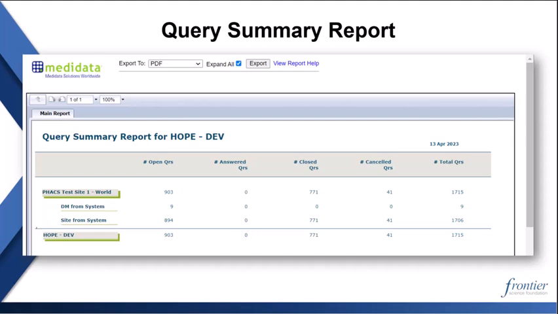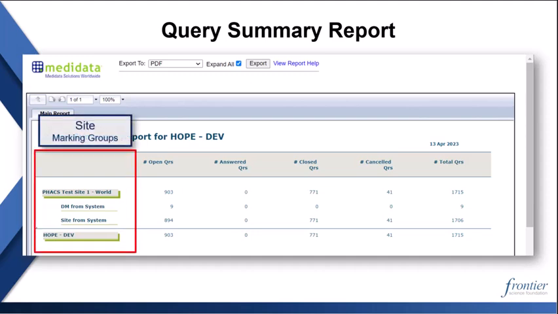Here we see the query summary report. The left-hand column in this table shows the site that the report was generated for, Facts Test Site 1. Under this heading, the table lists the marking groups that will be included in this report. Marking group specifies the writer of the query and to whom it was directed.